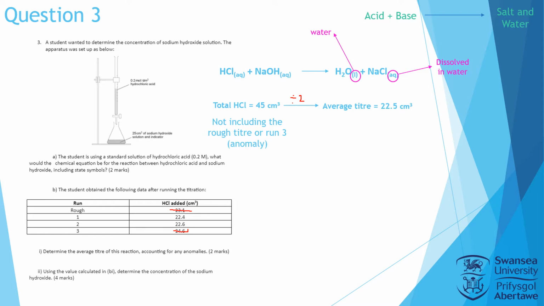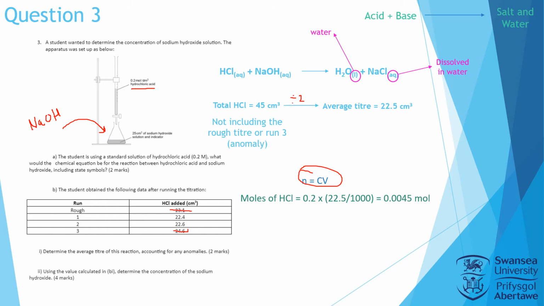From this value, we need to determine the concentration of the sodium hydroxide. So in the bottom of this beaker, we've got sodium hydroxide that we do not know the concentration of. And up here, we have 0.2 molar hydrochloric acid. So we need to use this equation: moles equals concentration times volume. If we plug our numbers in, we work out the moles of HCl added.